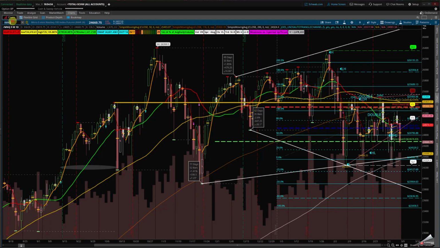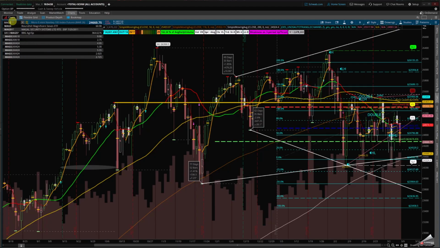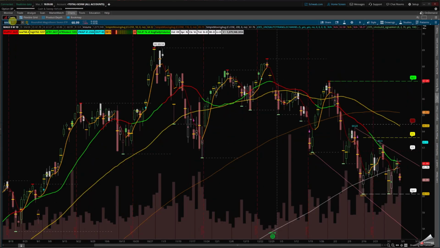Let's take a look at the Magnificent 7, MAGS. Everybody's looking at the Magnificent 7. We can see after creating those tops up here, I consider this like a crab pattern. This is an eye, this is an eye. We created that head and shoulders. We tried to go up, we couldn't make it, and we're creating lower highs. This is very important if that double bottom holds.